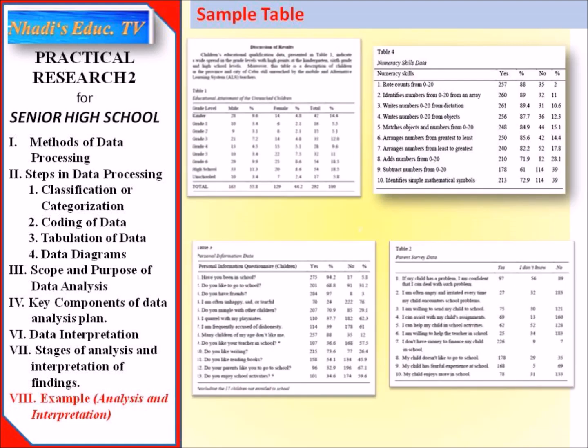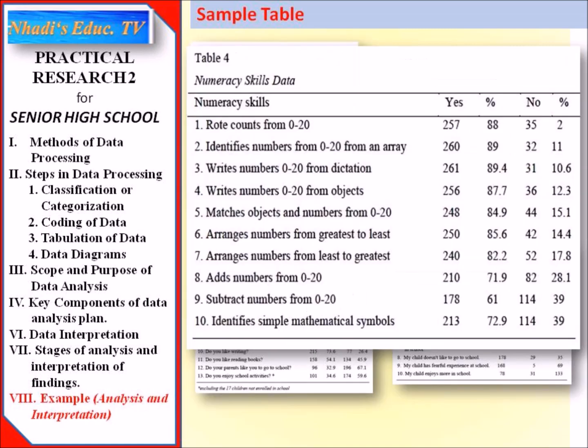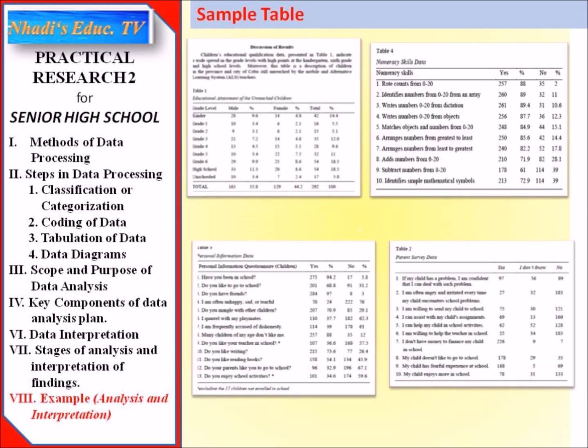Table 4 refers to the numeracy skills data. Here the students are tested using their perception, so they are the ones who give or provide answers to certain questions.